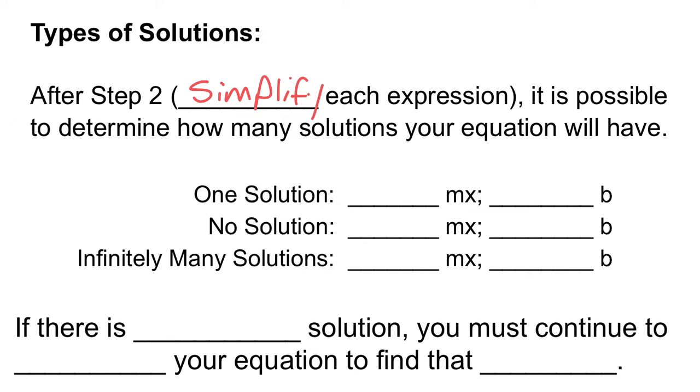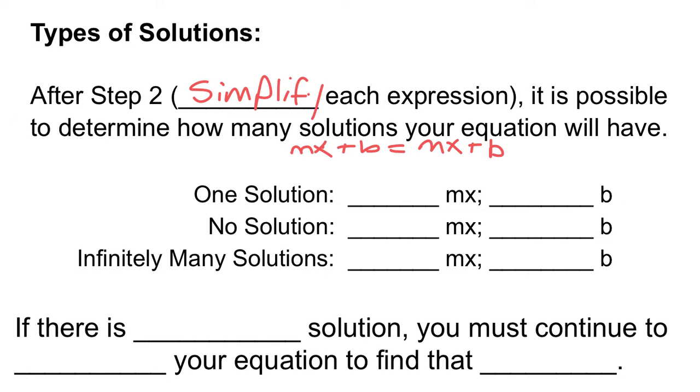Now, once you've got it fully simplified, you should end up with an mx and a b on both sides. So you'll have an x term and a non-x term on one side, and an x term and a non-x term on the other. I call that mx and b because when we do linear equations later, it makes sense.